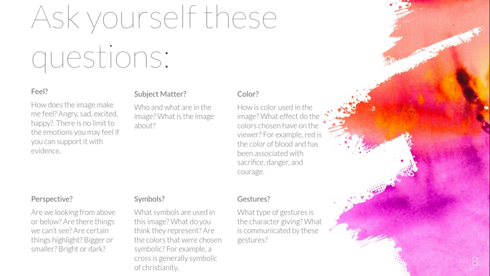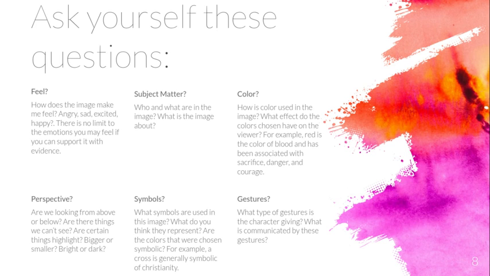What about the colors? How is color used in the image? What effect do the colors chosen have on the viewer? For example, red. Red's the color of blood. It's since a long time in history been associated with sacrifice, danger, and courage. Furthermore, black typically is associated with death. Is there a reason the photo is in black and white versus color? You have to think about those things.